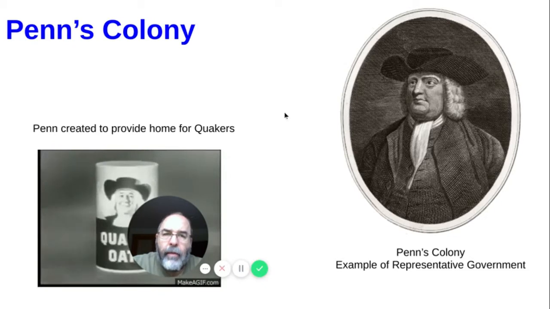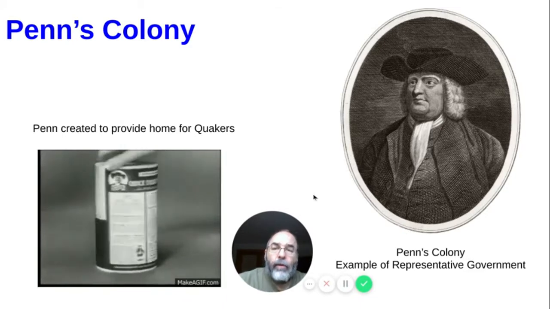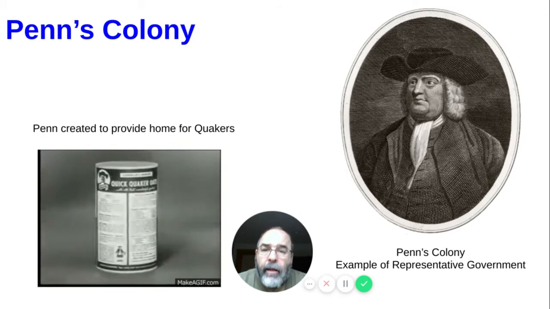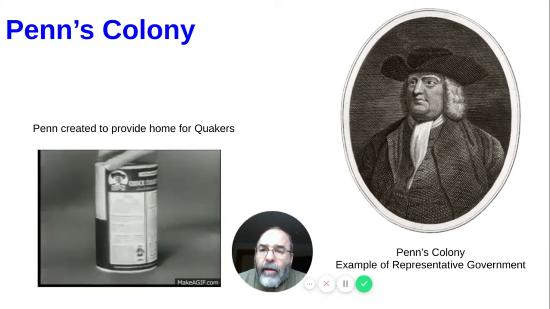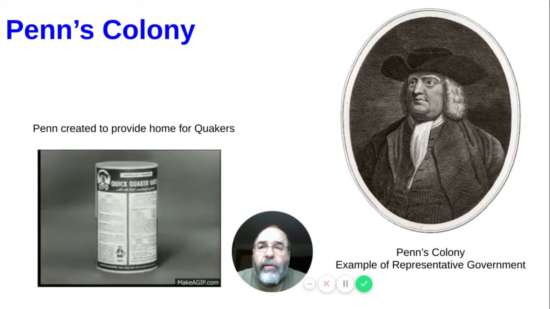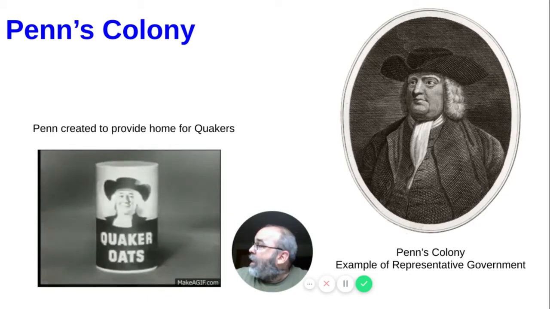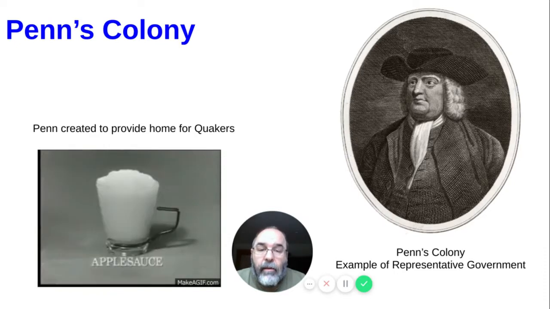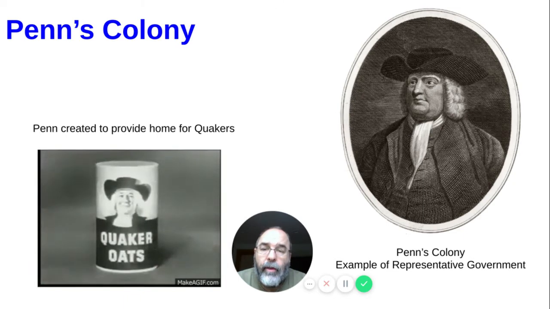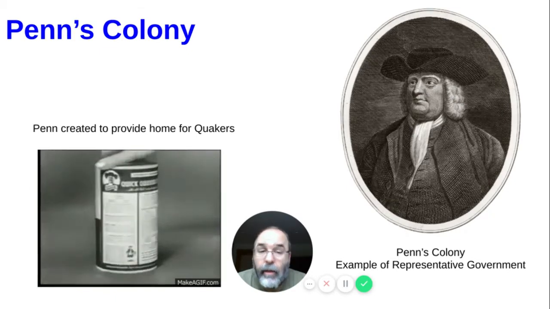William Penn sets up Pennsylvania because he wants to provide a safe haven, a safe home, for Quakers. He is one of the proprietors, one of the people inside of New Jersey. And as he is trying to find a safe place for Quakers, the king says that he can have the land west of New Jersey, which ends up being Pennsylvania.